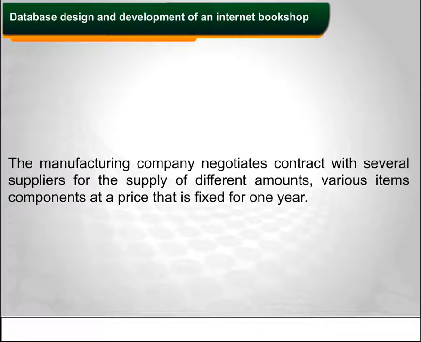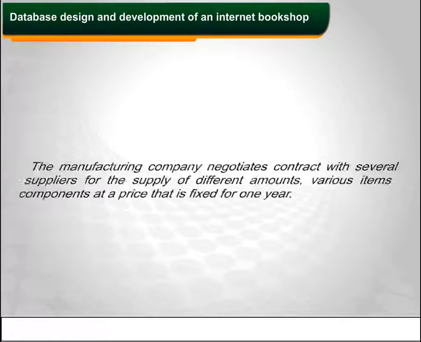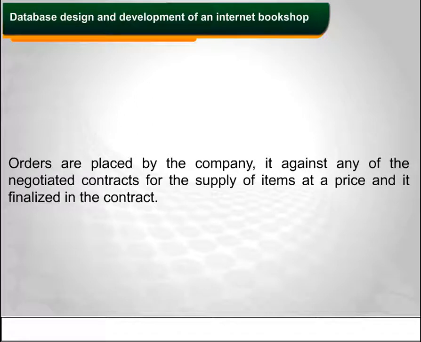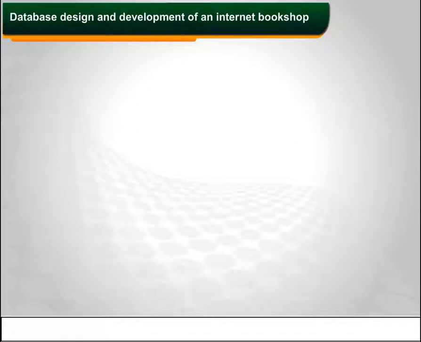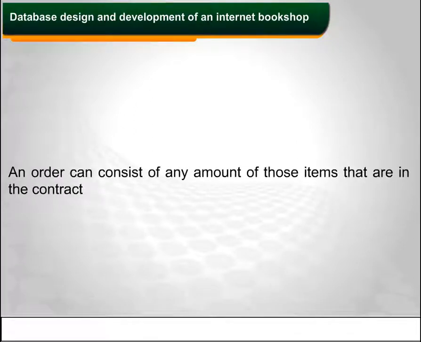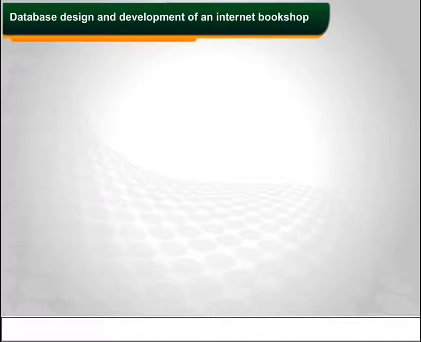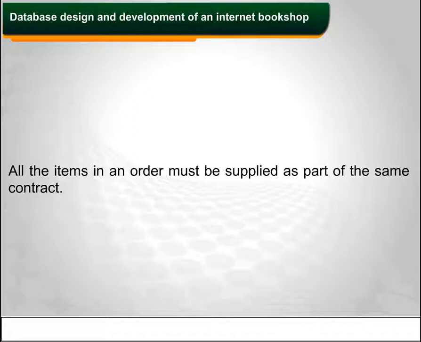The manufacturing company negotiates contracts with several suppliers for the supply of different amounts of various items and components at a price that is fixed for 1 year. Orders are placed by the company against any of the negotiated contracts for the supply of items at a price that is finalized in the contract. An order can consist of any amount of those items that are in the contract. All the items in an order must be supplied as a part of the same contract.